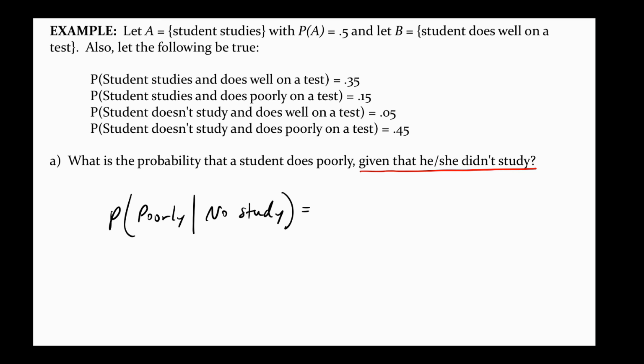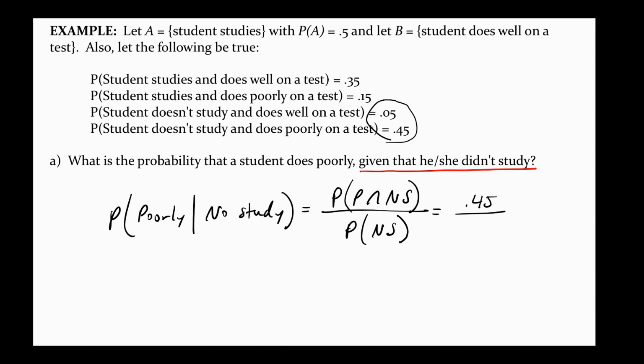All right. So that means the probability of both over the probability of no study. Okay. 0.45 divided by 0.5. So the probability of both poor and no study is 0.45, right there. And the probability of no study, yes, 0.5. Right?